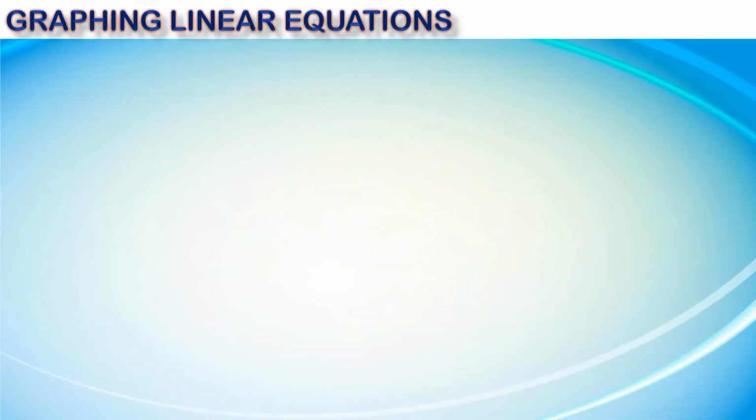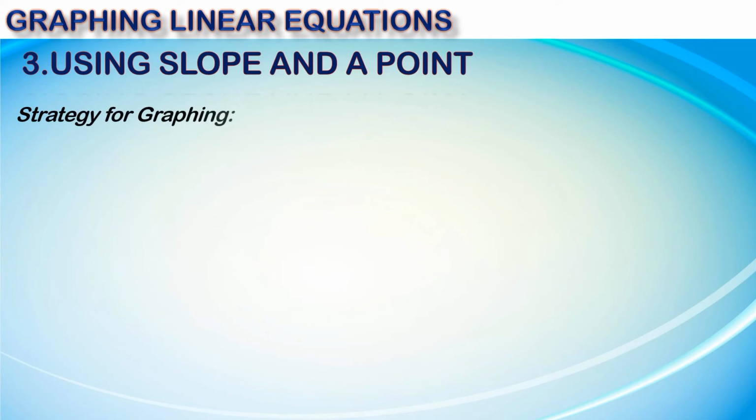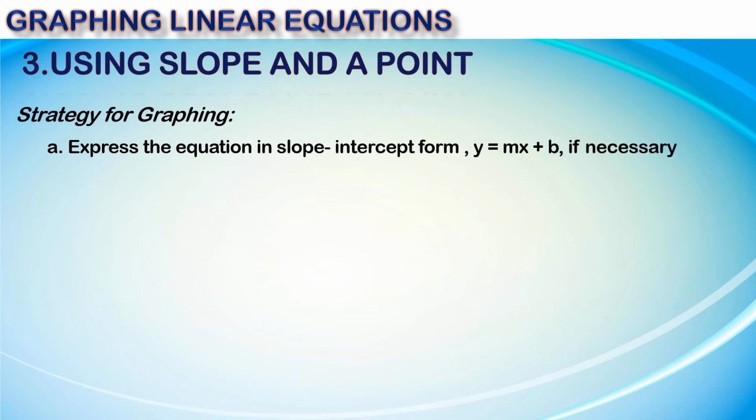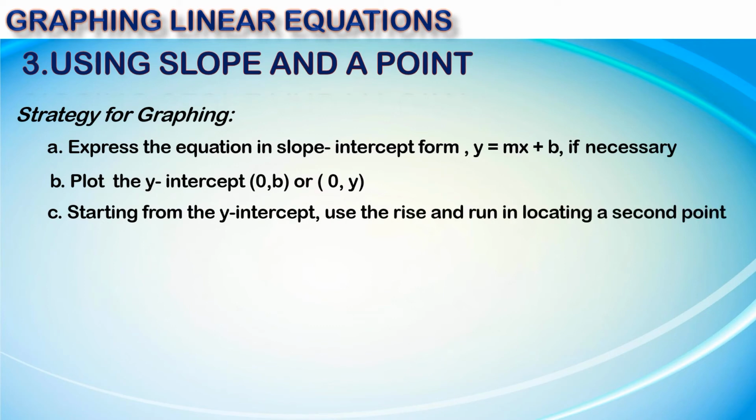Another way of graphing a linear equation is by using the slope and the point. So, what are the steps in graphing a linear equation using the slope and a point? First, express the equation in slope-intercept form, y equals mx plus b. Second, plot the y-intercept in the form of (0, b). Third, starting from the y-intercept, use the rise and run in locating a second point.